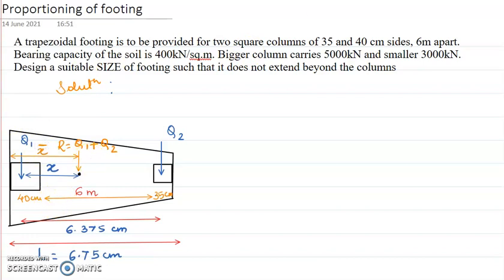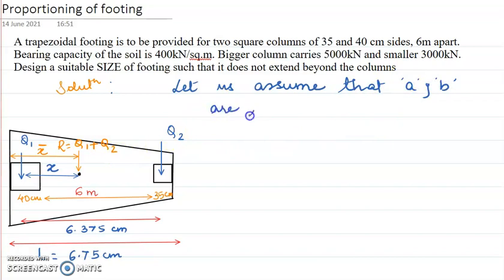Alright, so let's start solving the problem. The first thing, let's assume that A and B are the sides of the footing.